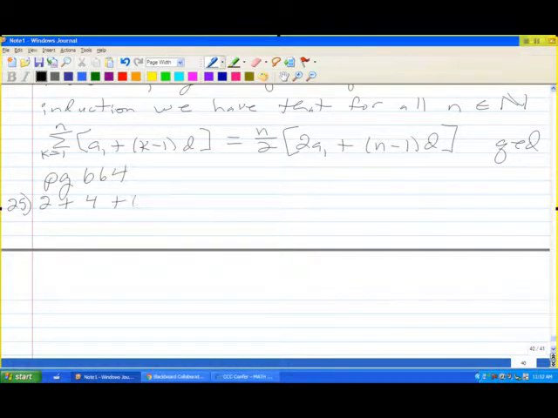2 plus 4 plus 6 plus 8 plus 10 dot dot dot. In exercises 25 through 30, find the sum of the first 100 terms of the arithmetic series whose first few terms are given. And so let's do that.